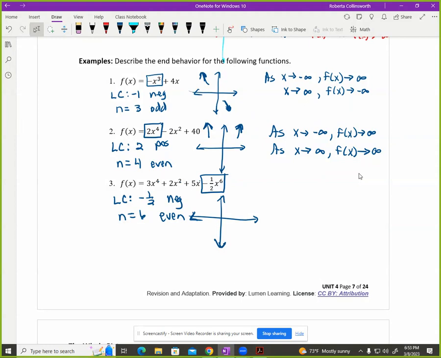So here's my coordinate plane. It's going to look like this. So as x approaches negative infinity, that means moving this direction, then f of x going in the y direction is also going to negative infinity.